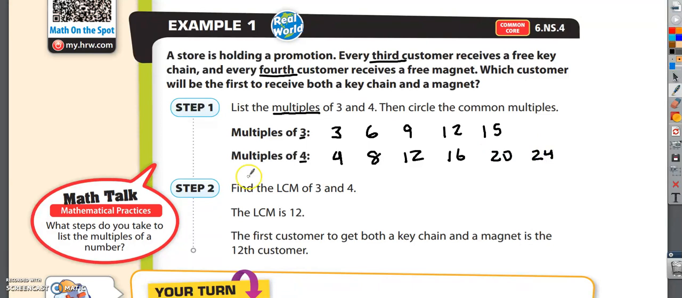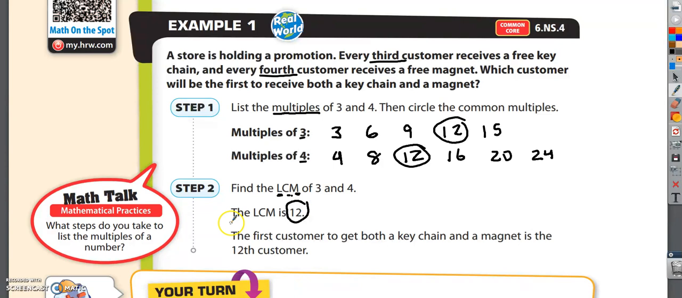So then what we do is we read step 2. It says find the LCM. LCM stands for least common multiple of 3 and 4. Well, the common multiples of 3 and 4: 3 and 4 are not in each list. 6 and 8 are not in each list. 9's not in both lists. But look at 12. 12's in both lists. So the C part of LCM stands for common, and they're both multiples because we got those numbers by multiplying. And the L stands for least, so the LCM is 12. The least common multiple of 3 and 4 is 12.